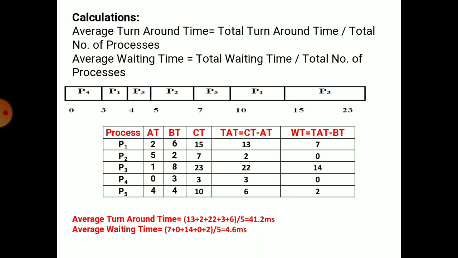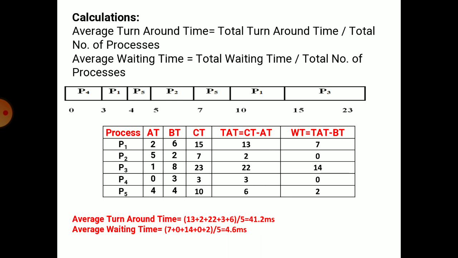We know the turnaround times. For P1, 13 minus 6 becomes 7. Then for P2, 2 minus 2 is 0, because process P2 arrived in the queue and immediately got the CPU. Next, for P3, 22 minus 8 becomes 14. P4 arrived in the queue and immediately got the CPU, so its waiting time becomes 0. And for P5, 6 minus 4 is 2.